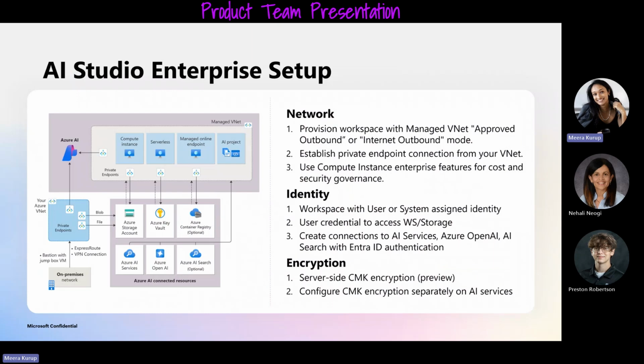You can also establish private endpoint connections from your virtual network and use compute instance enterprise features for cost and security governance. This also ties in very closely with identity and encryption. With identity, you can select either workspace system or user assigned identity to secure your workloads, along with user credentials to access your workspace and your storage accounts. You can also create connections to AI services, Azure OpenAI, and AI Search with Microsoft Entra ID authentication, the most secure type of authentication for your services.